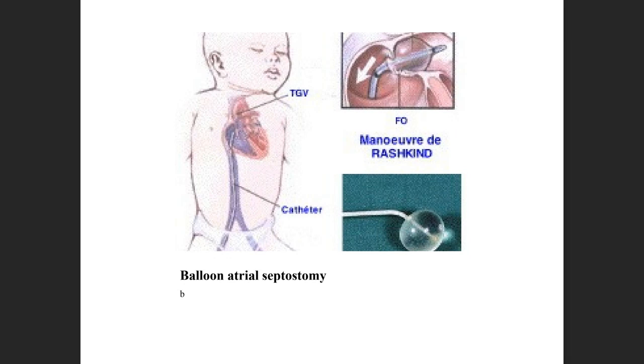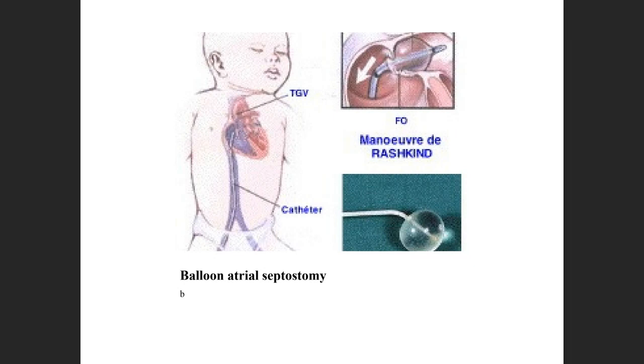Doc, is the purpose of using contrast medium solely for visualization? That's mainly it, yes. It shows you when the balloon is distended. Okay, thanks.